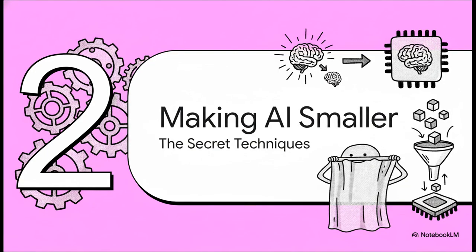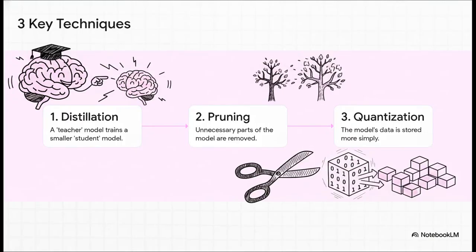Okay, this all sounds amazing, right? But how in the world do you actually shrink an AI without making it dumber? Well, it's not magic. It's some really clever engineering. So let's pull back the curtain and see how they do it. It basically boils down to three core techniques: distillation, pruning, and quantization. Now, they might sound a bit technical, but trust me, the ideas behind them are super cool and pretty intuitive. Let's break them down one by one.